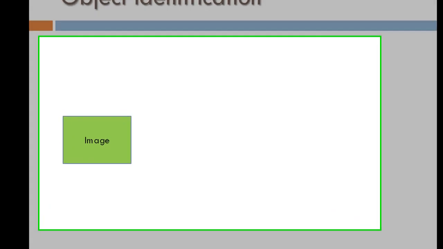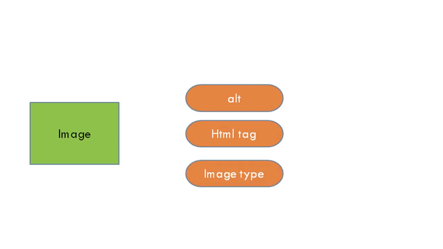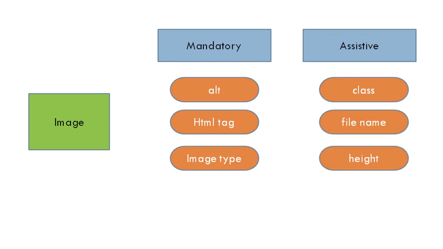To understand this better, consider the example of a web image. QTP will store the values of alt text, HTML tag, and image type mandatorily, even if it can create a unique identity using the alt property alone. In case it cannot create a unique description using the mandatory properties, QTP will store assistive properties. In this case, QTP will store the class property.